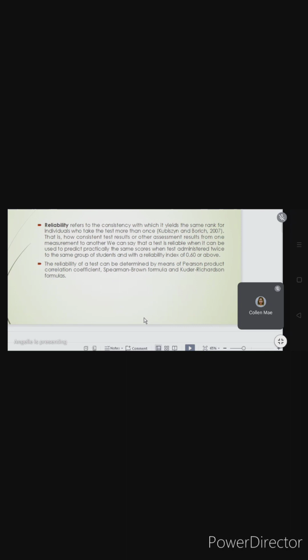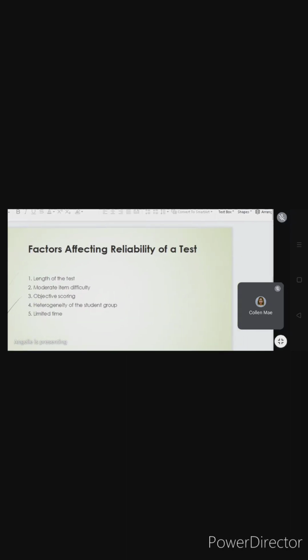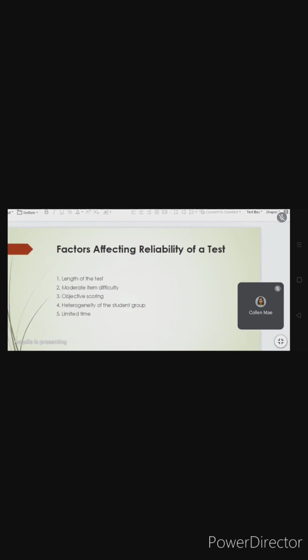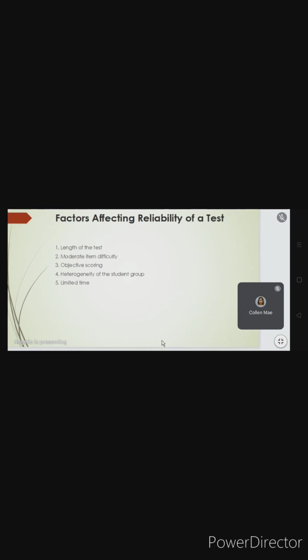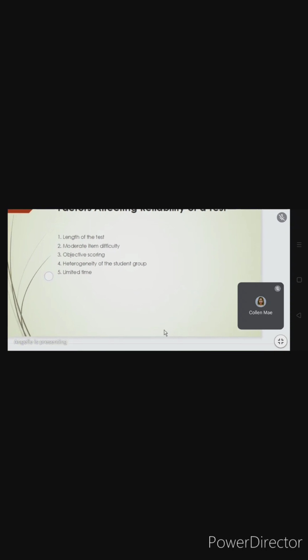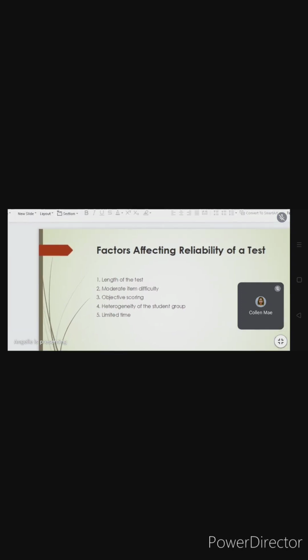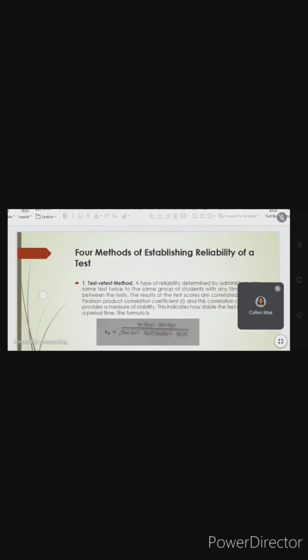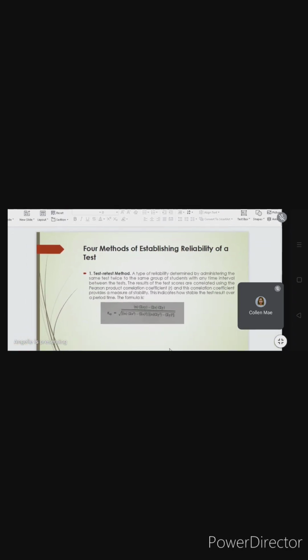Next slide, please. So, factors affecting the reliability of a test: 1. Length of the test. 2. Moderate item difficulty. 3. Objective scoring. 4. Heterogeneity of the student group. Last, limited time. Next slide, please. Four methods of establishing the reliability of a test.